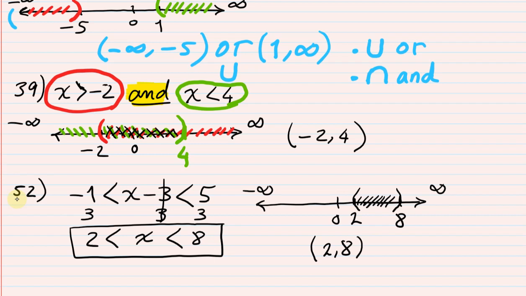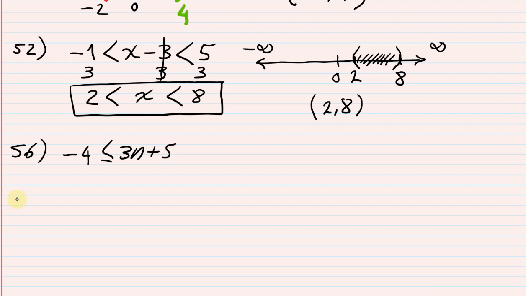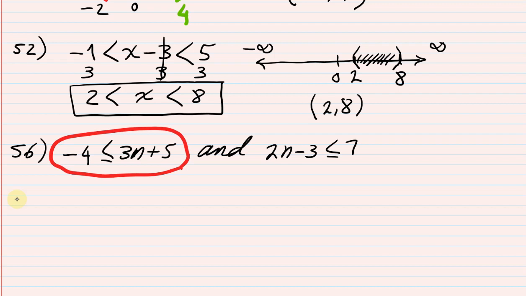Let's take a look at another one, this time number 56. In exercise number 56, the inequality is negative 4 less than or equal to 3n plus 5, and here's a conjunction again, and 2n minus 3 is less than or equal to 7. Remember, we want to isolate the variable first, then we graph it and go from there. So to isolate, I'm looking at the first one for now. To isolate n, we're going to subtract 5 from both sides.